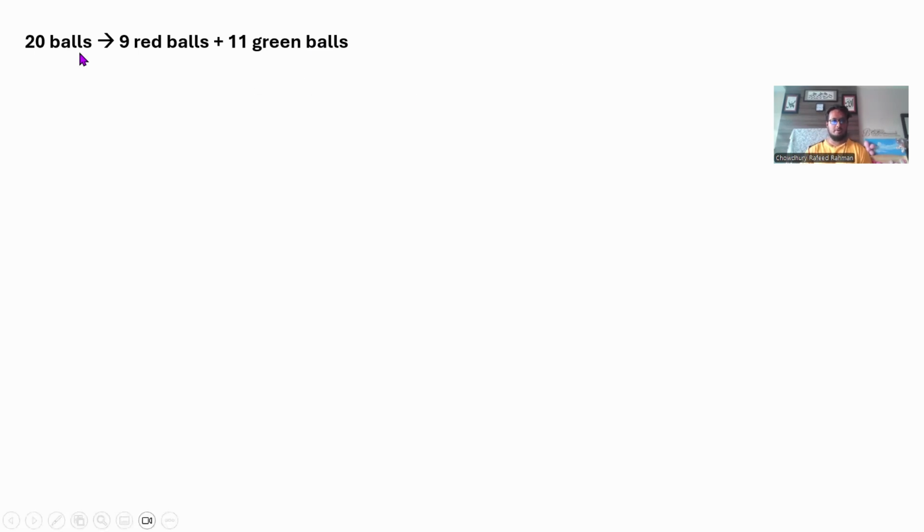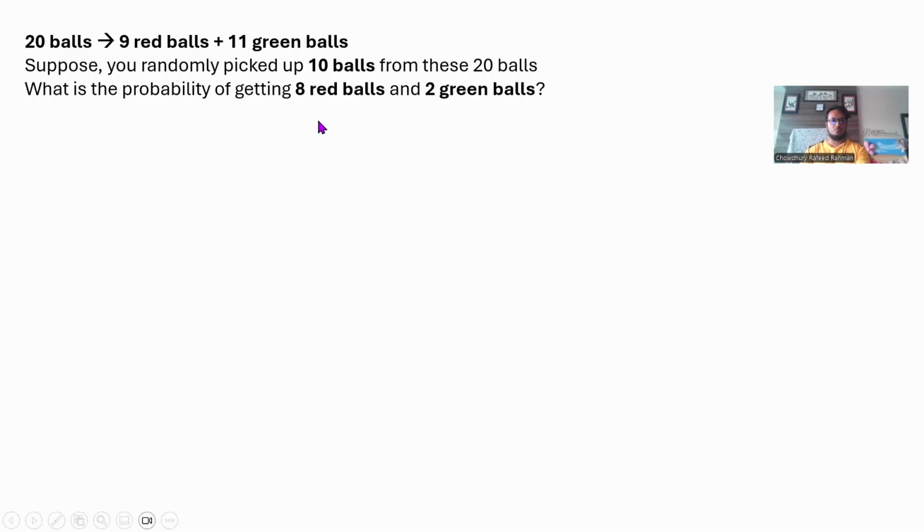So suppose there are 20 balls and 9 of them are red and 11 of them are green. Suppose that you randomly picked up 10 balls from these 20 balls. So the question is, what is the probability of you getting 8 red balls and 2 green balls? Among these 10 balls, you have to have 8 red balls and 2 green balls. And what is the probability of getting that?